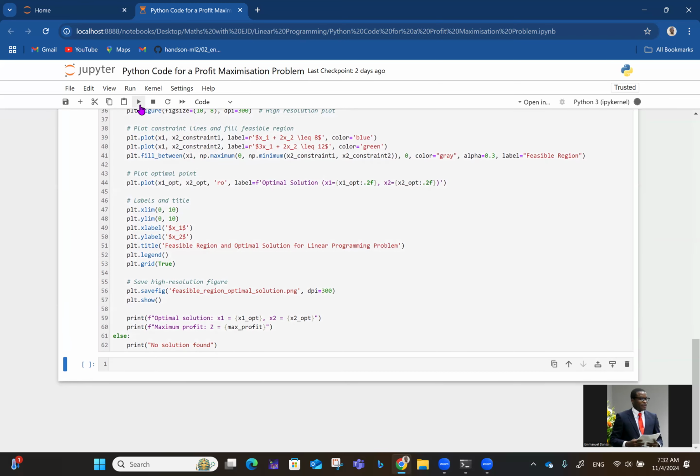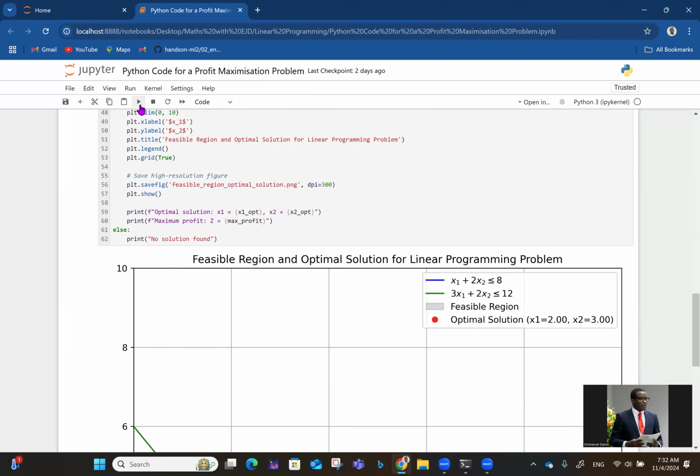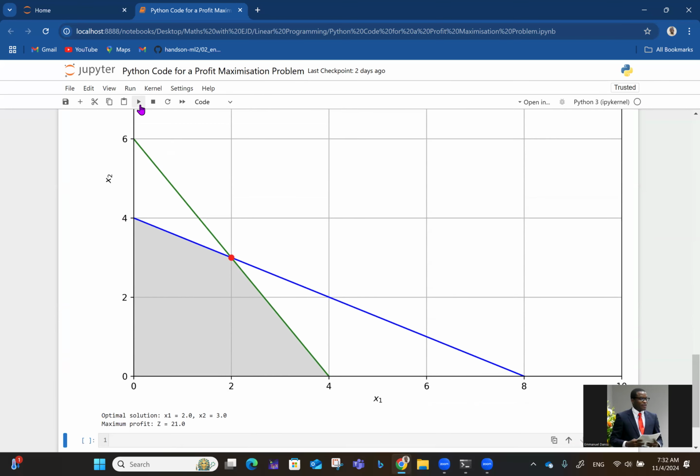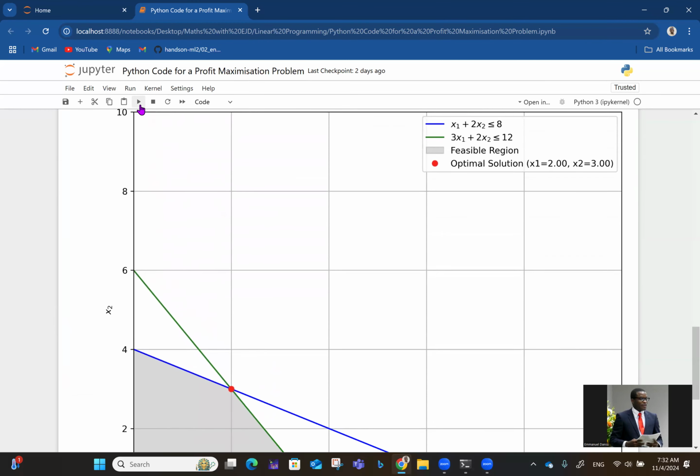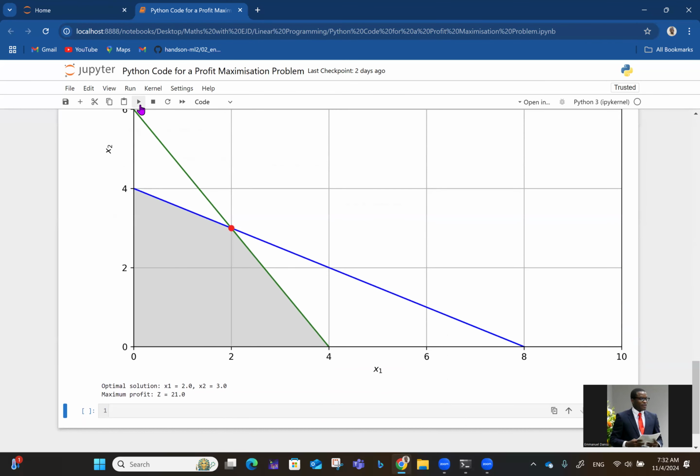So it takes a bit of time. Depending on how complex the problem is, it may take a lot of time sometimes. So you see the graph right now, just like what I plotted the other time. You see the feasible region now, it's shaded in gray. The optimal solution is this red one, which corresponds to that 2, 3 we got. And the result is clearly spelled out here.